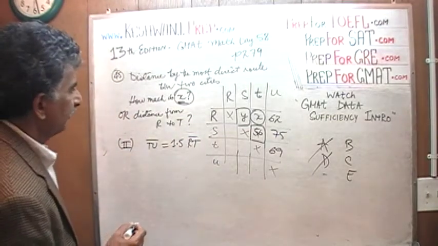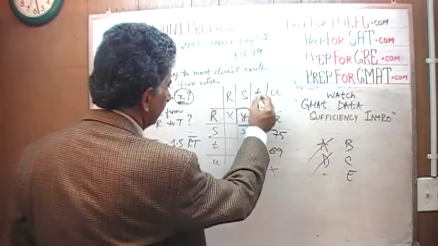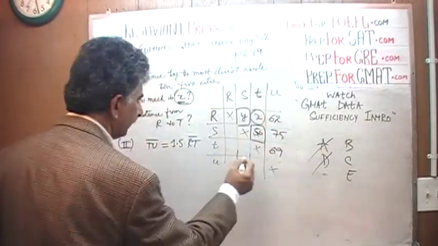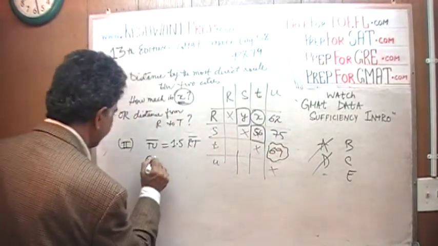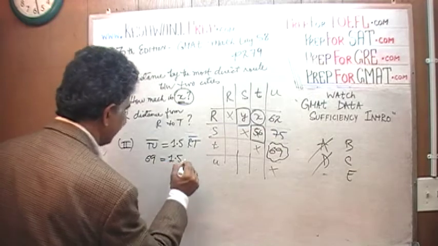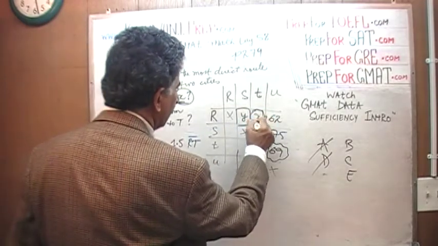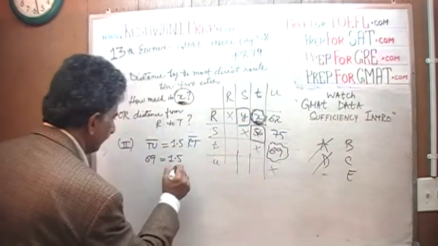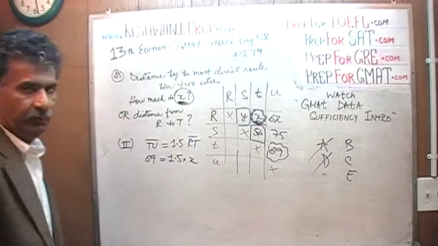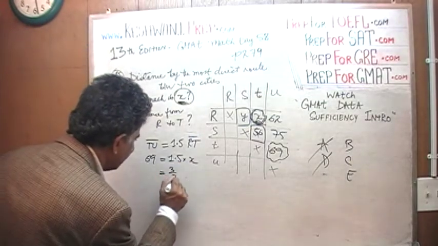So T to U, how much is T to U? T to U is 69, right here. Let me put it in a different way. It's 69, and we are told that it is 1.5 times R to T. There you go. That's what we want. We want to find out R to T right here. So it's 1.5 times X. Of course, if we know it's 1.5 times X, we can figure out the X. I'm going to write 1.5 as 3 over 2 X.